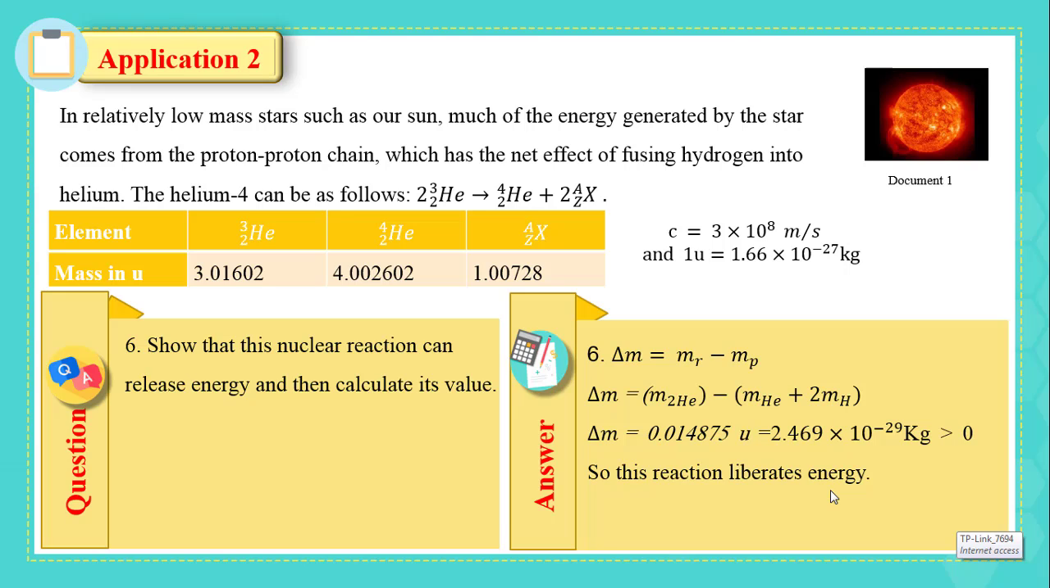It is greater than 0, so this reaction liberates energy. To calculate this energy, we apply the rule E equal to delta m c square. We substitute the values and we get 2.22 times 10 power minus 12 joule.